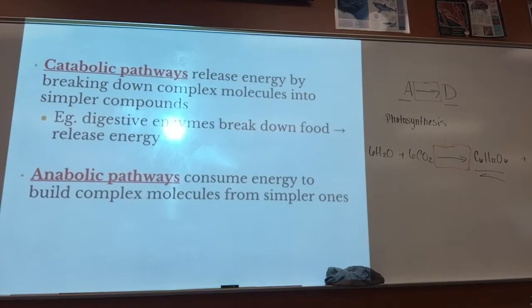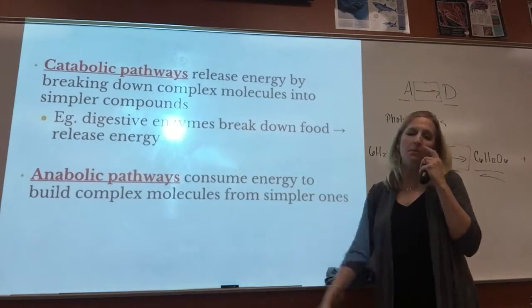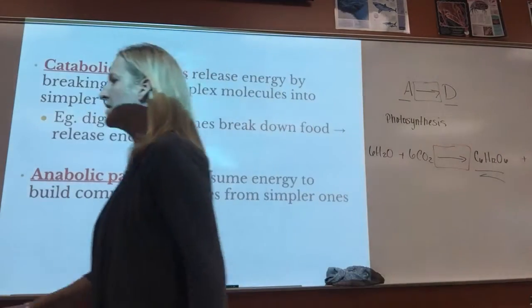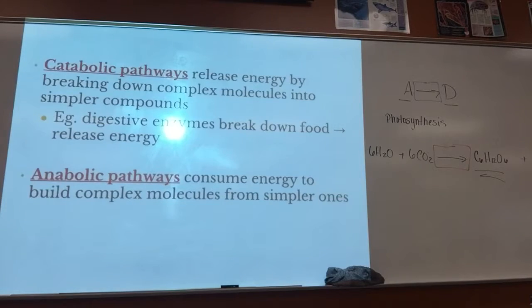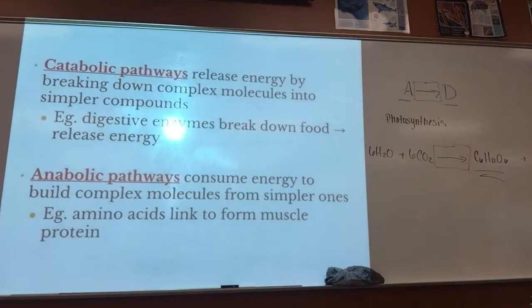Opposite of catabolic pathways are anabolic pathways. These guys consume or use energy to build complex molecules from simpler molecules. So we take smaller molecules, put them together to build something. And so the example is using amino acids to build what? What would amino acids be used to build? A polypeptide. I put a protein, all right, but a polypeptide, absolutely.